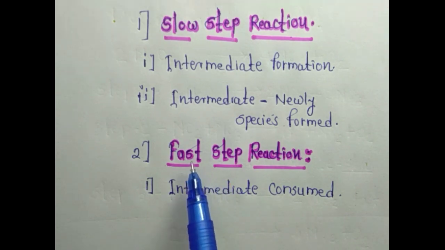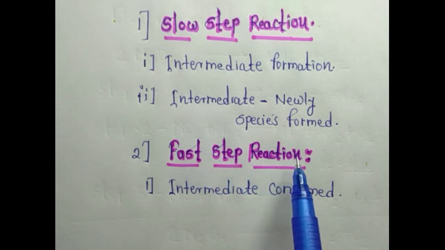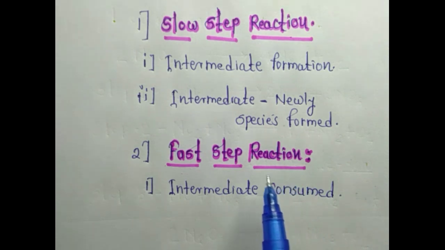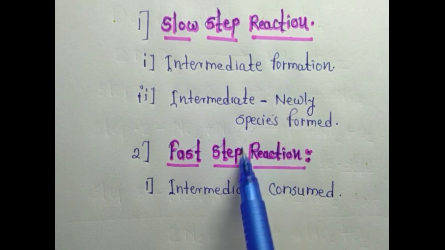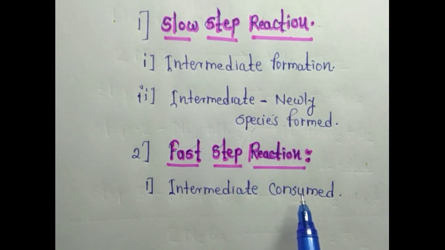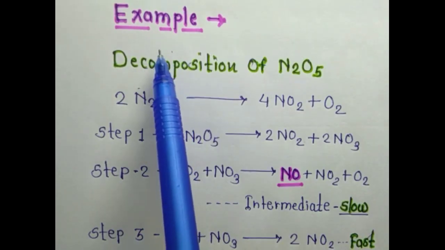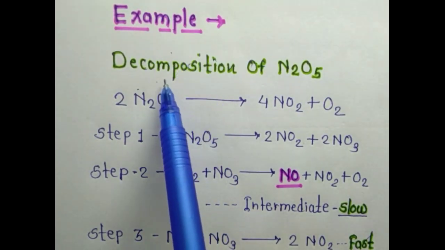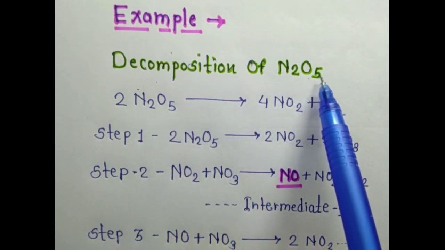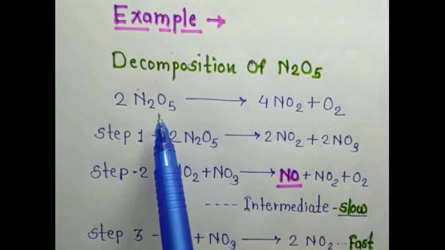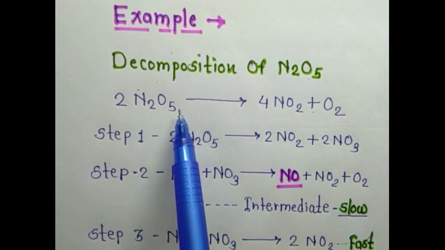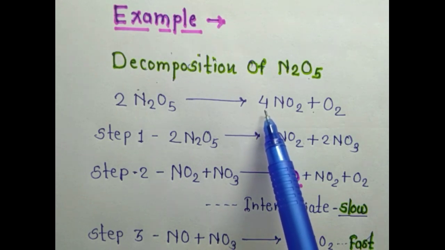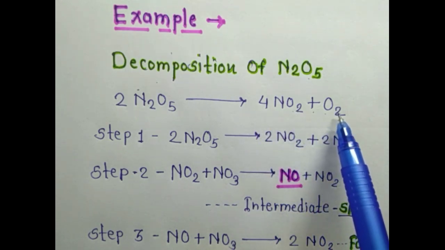Number 2, this is the fast step reaction. What is the fast step reaction? The intermediate which is formed in the slow step reaction gets consumed in the fast step reaction. The example of a complex reaction is decomposition of N2O5. This is our overall reaction: 2N2O5 on decomposition gives 4NO2 plus O2.